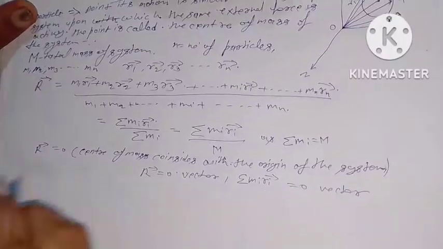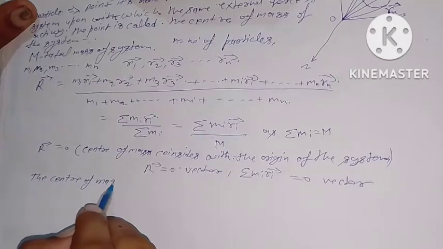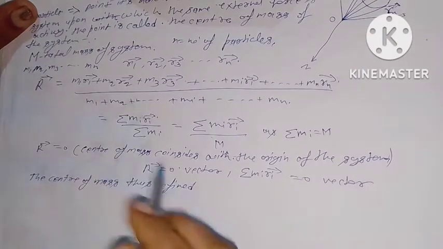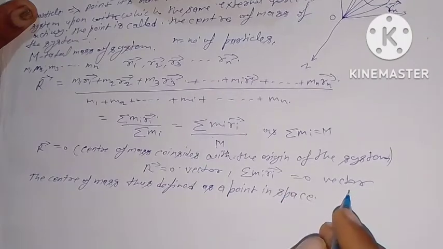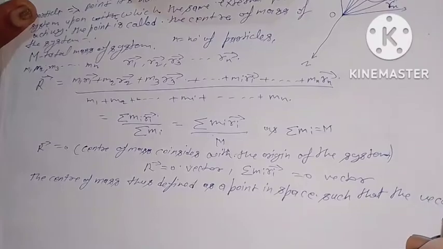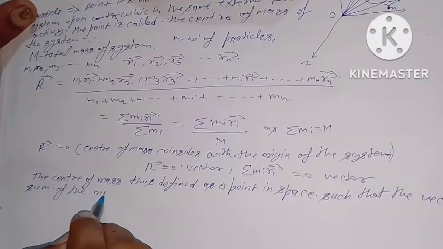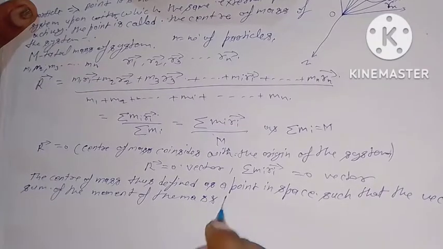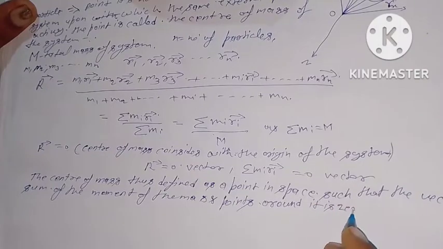The center of mass is thus defined as a point in space such that the vector sum of the moments of the mass points around it is 0.